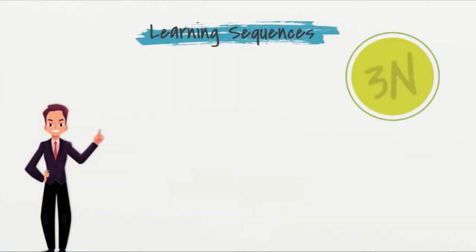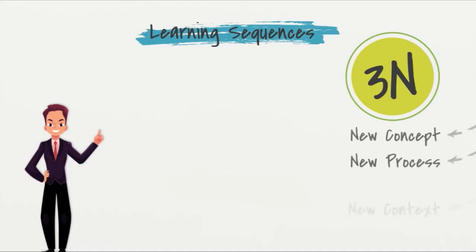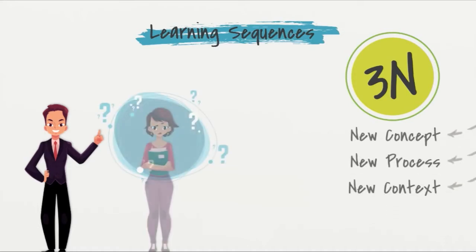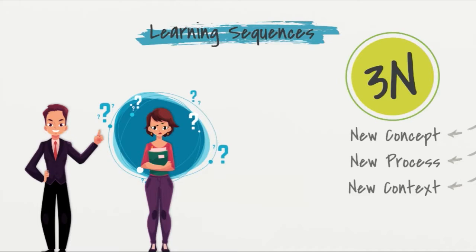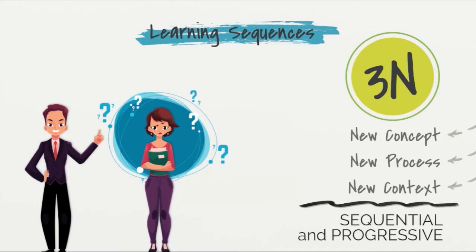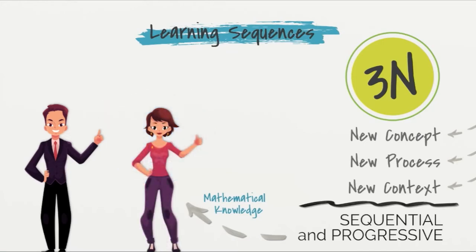In closing, we strongly suggest you plan your assignments using the 3N approach. Especially for students who have a hard time with mathematical abstraction. This approach, both sequential and progressive, lets you quickly target the difficulties that students may have with certain mathematical knowledge and intervene as needed to overcome them.